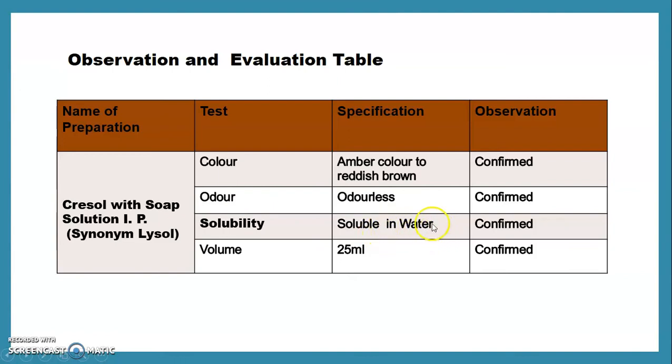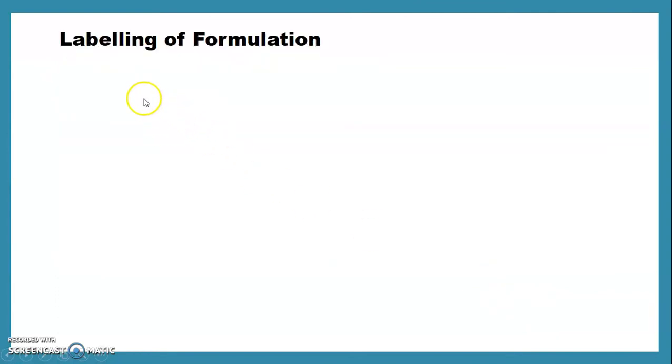That's why it forms a soap. That's why it's soluble in water. And volume is 25 ml. All the tests are confirmed by our preparation. That means we have evaluated our preparation. Then labeling the formulation. Labeling is one of the important parts of our practical session. In this session we labeled our solution preparation in a correct manner. That's why our preparation will reflect all the specifications.